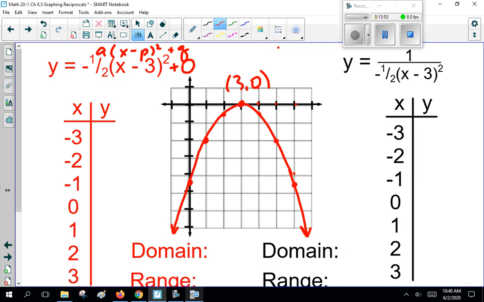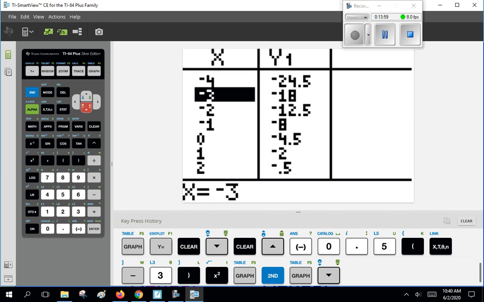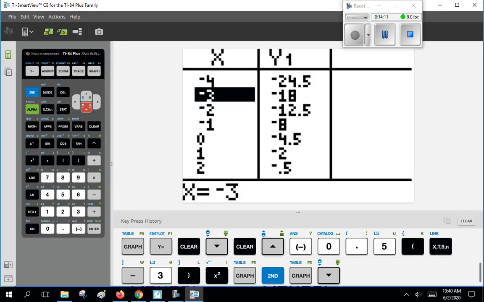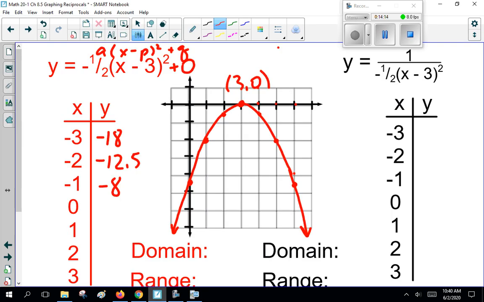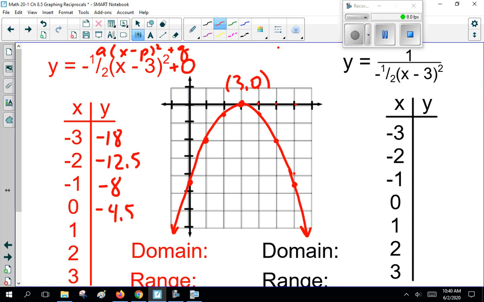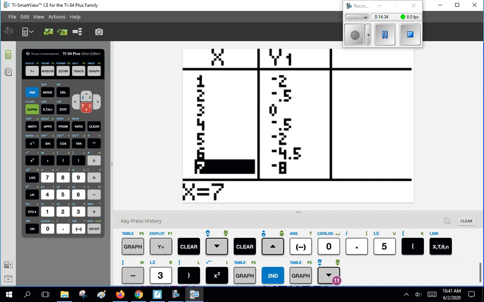Yes, you can. Now, I'm also lazy. I'm just going to copy out my table of values here because, God help me, I'm getting old. All right: negative 18, negative 12.5, negative 8, negative 4.5, negative 2, negative 0.5, and 3 I'm hoping is 0. Double check. Yep. And then it's going the other way, so I did get it right.